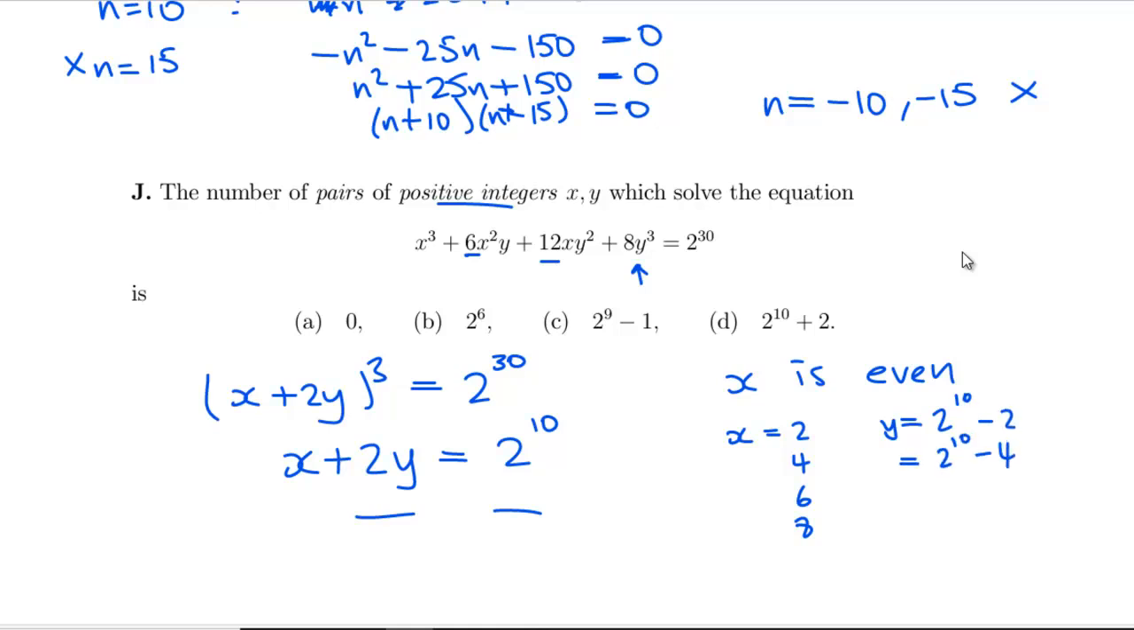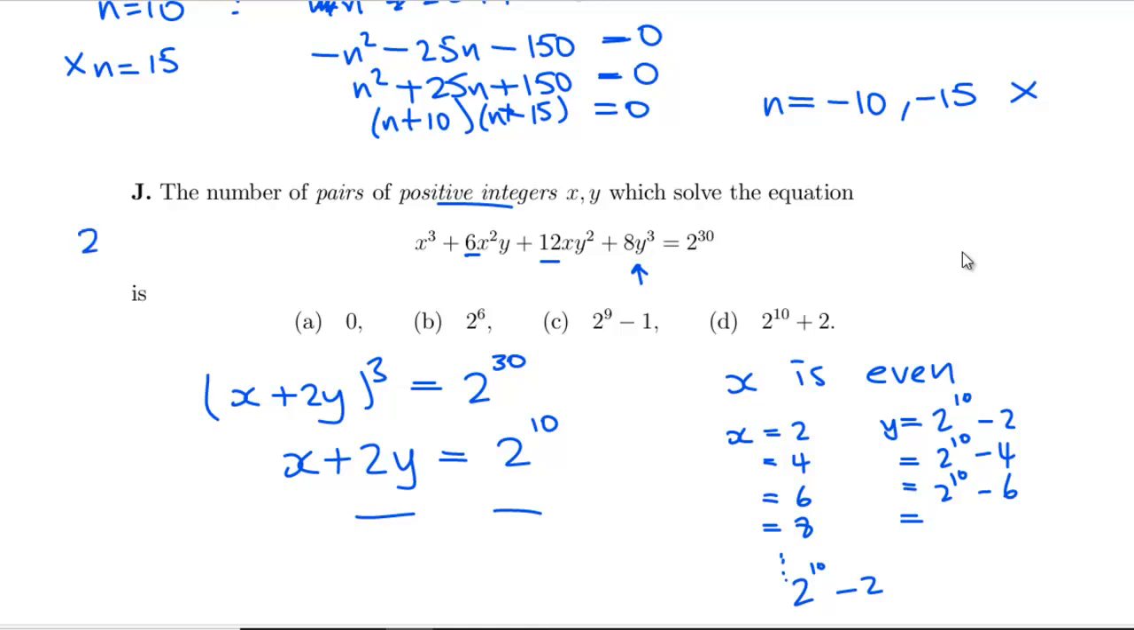I know this is all fairly obvious, the numbers I'm writing out. I'm just trying to see what the pattern is on all of this. 2 to the 10 minus 6. So you're going to do this all the way up to 2 to the 10 minus 2. So, and there's going to be a pair for every single one of these. So how many steps are there going from 2 up to 2 to the 10 minus 2?